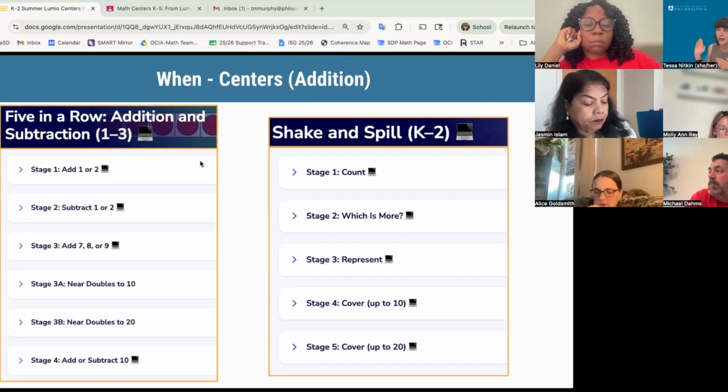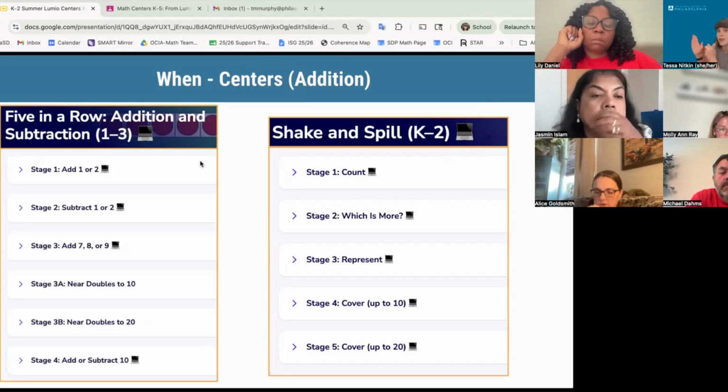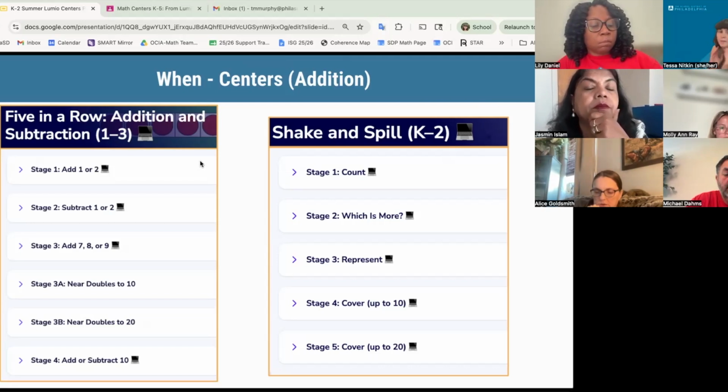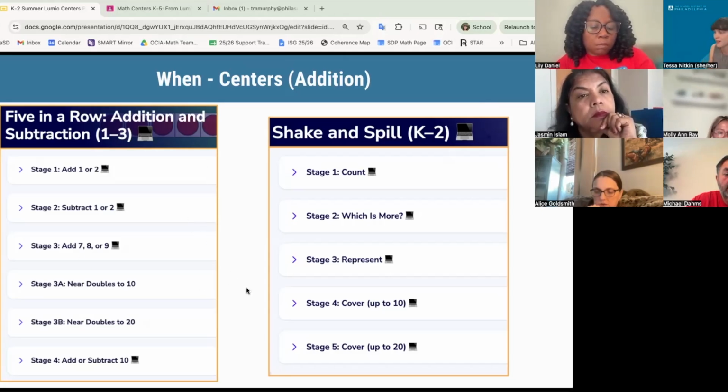And then over in Capture the Square, which is a different game, we've added a stage that is doubles to 10 and doubles to 20. So now there are game options to support all of those foundational and derived fact strategies, which is really exciting, I think. And for Five in a Row, the Lumio version also supports near doubles.